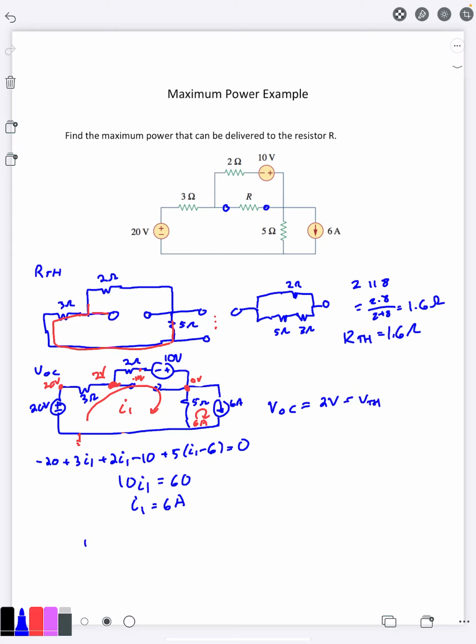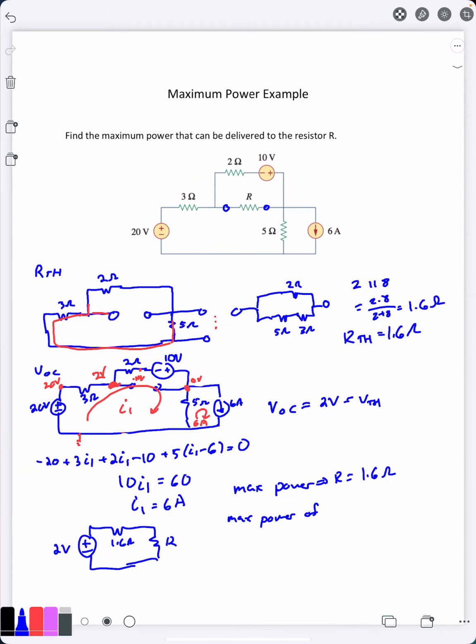So my Thevenin circuit is going to be a 2 volt source with a 1.6 ohm resistor, with our load resistor R here. We know that if we want max power, that means my R is going to be 1.6 ohms.